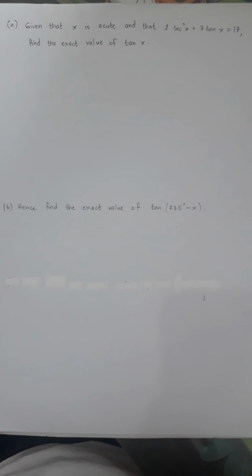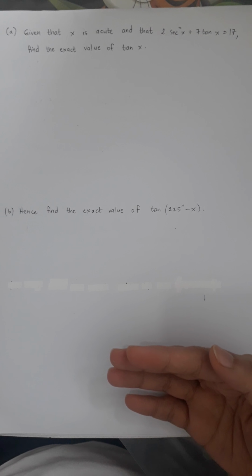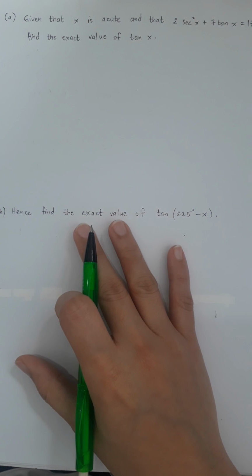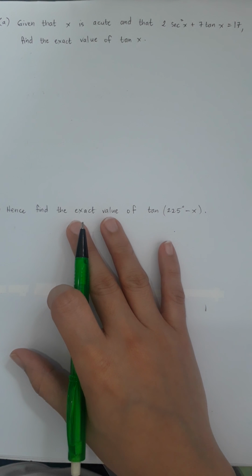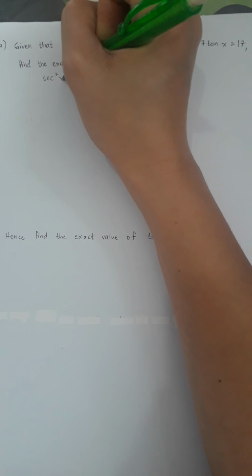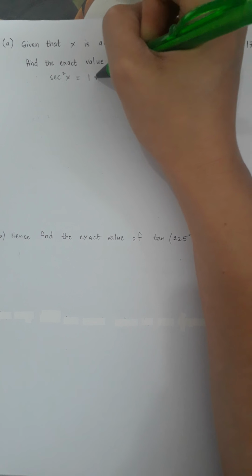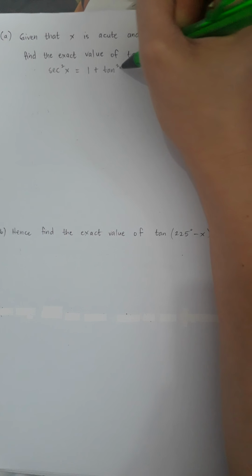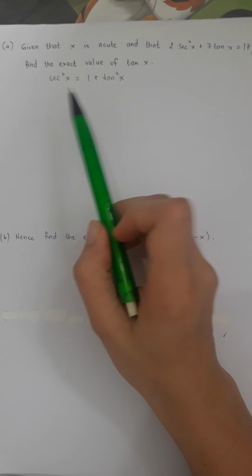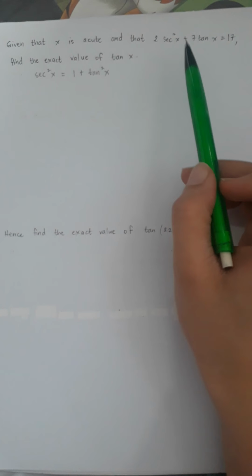So once again, we have several identities. So we have to find the identity that connects secant to tangent. And that is one of the identities that we learned in day 1, wherein we have secant squared x is equal to 1 plus the square of tangent x. So this is the identity that we will use for the equation.